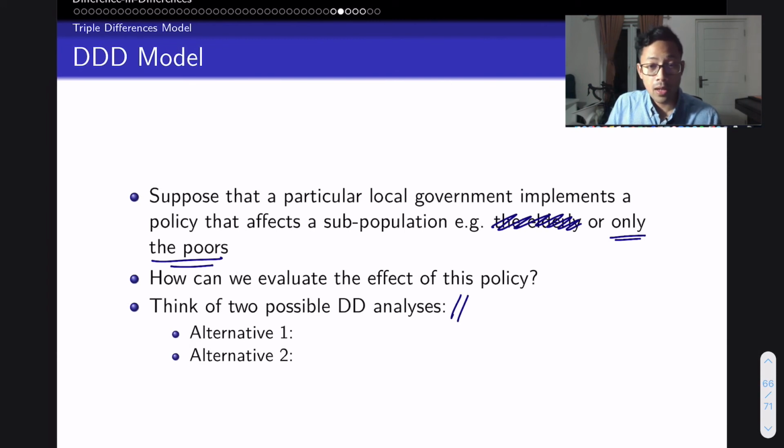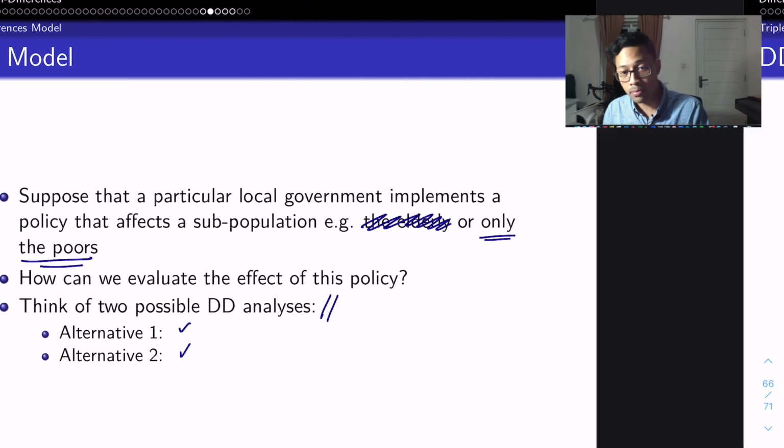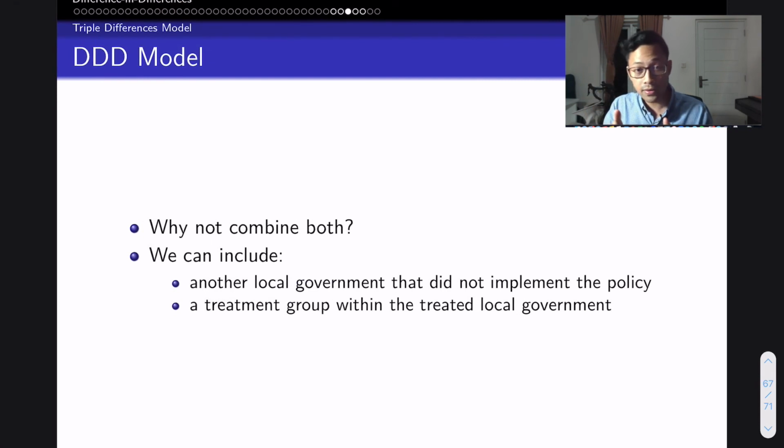Well, the first evaluation that you can think of is the following. You have a local government, and within that local government there is a poor subpopulation and a non-poor subpopulation. You can do difference in differences with those two groups. So you have the treated group, the poor subpopulation, and the comparison group, the non-poor subpopulation. That's one DID method.